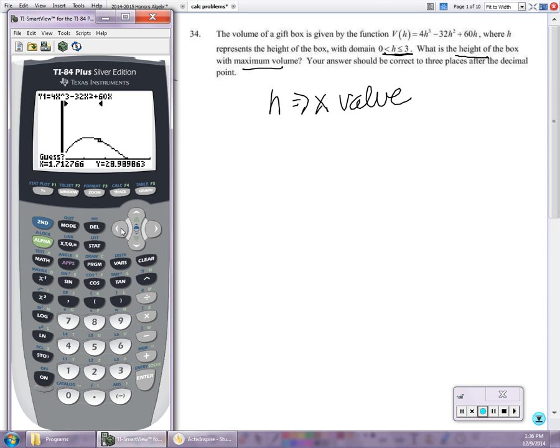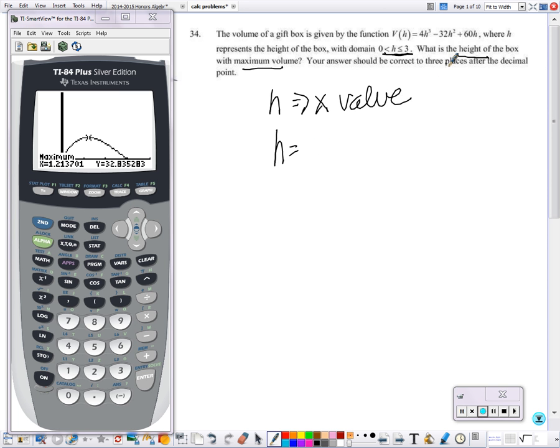And then it asks for a guess, so I'm just going to go back in the middle. And the height we get to 3 decimal places is 1.214. And the unit is, oh, they don't tell us if it's feet or inches, so 1.214.